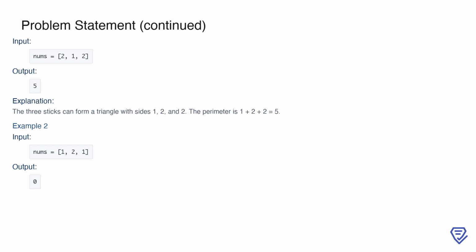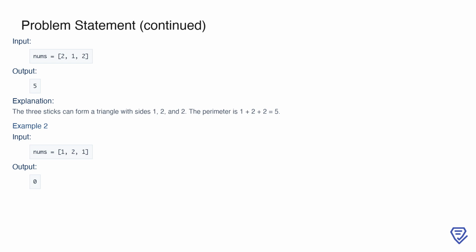In the first example, the input array is 2, 1, 2. Here, we can choose the 3 sticks with lengths 1, 2, and 2. When we check the condition for a valid triangle, we see that 1 plus 2 is greater than 2, so the triangle inequality is satisfied. The perimeter of this triangle is the sum of its sides, which is 1 plus 2 plus 2, giving us a total of 5. So, the output for this example is 5.